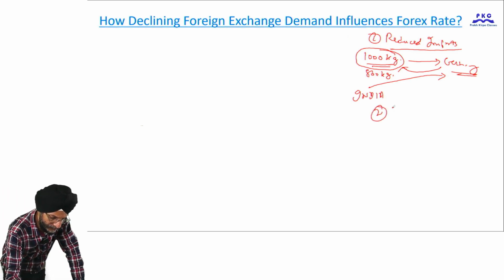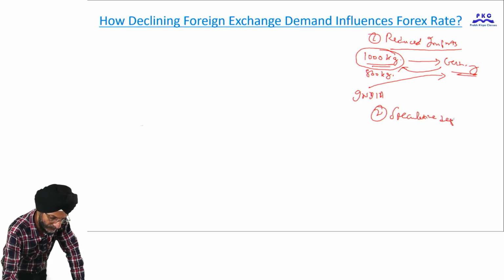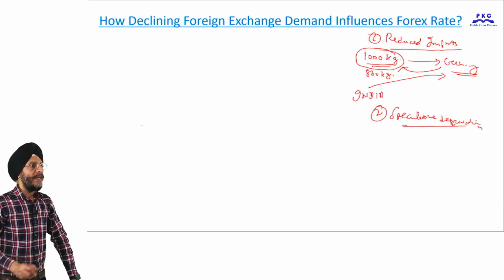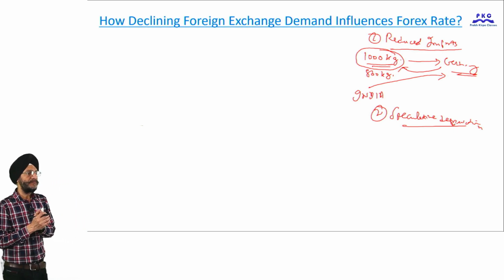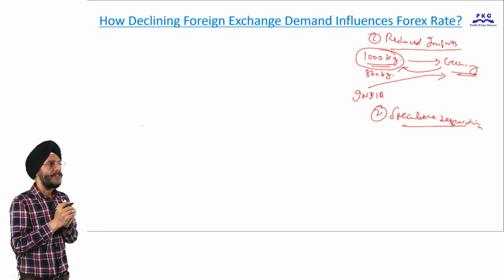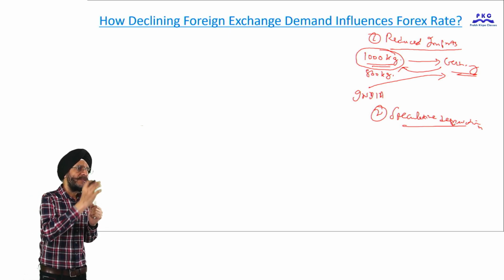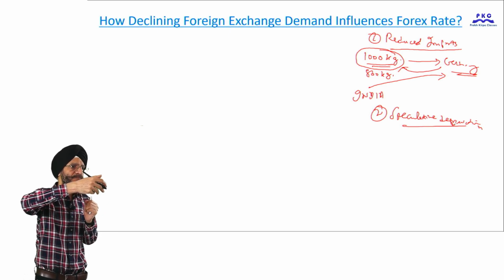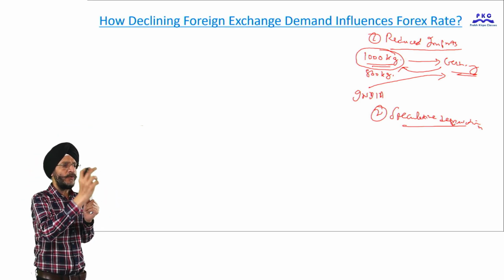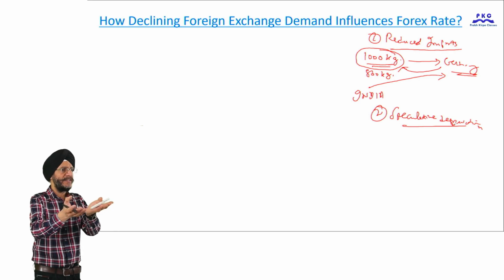Then there is speculative depreciation. What does it mean? As you may be aware, there is speculative trading in the forex market. Speculative means that particular investors may think that a particular currency is likely to rise or decrease very shortly, that the value of a foreign currency in relation to the other currencies is likely to increase or decrease.